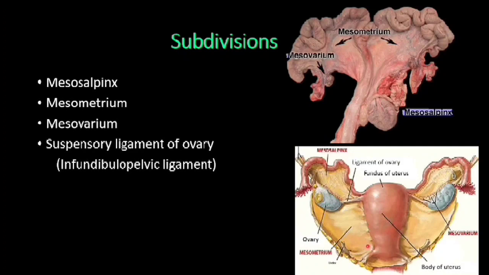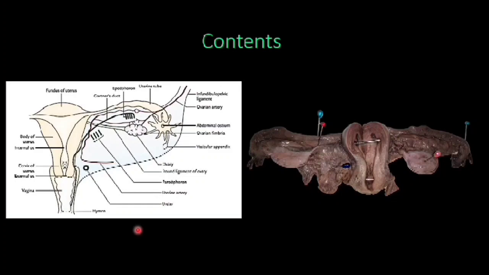Whereas the mesovarium is derived from the posterior layer of broad ligament and it acts as a hilum of ovary and transmits the ovarian vessels. Now the fourth one is suspensory ligament of ovary, or you can say infundibulopelvic ligament. It suspends the ovary. That means it connects the ovary and the uterine tube to the pelvic brim and it transmits the ovarian vessels and nerves. Now what are the contents of broad ligament?